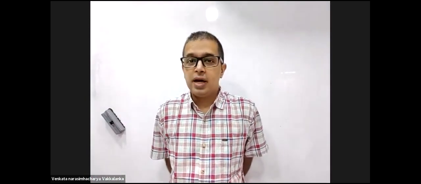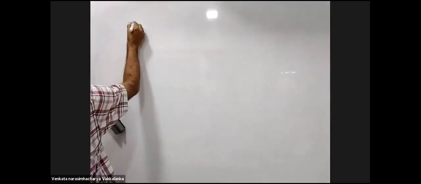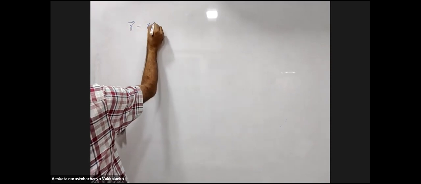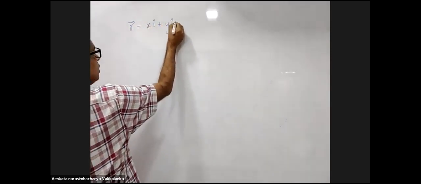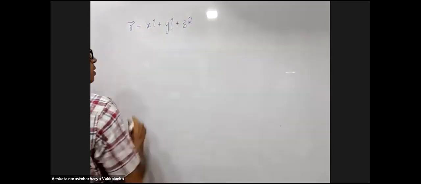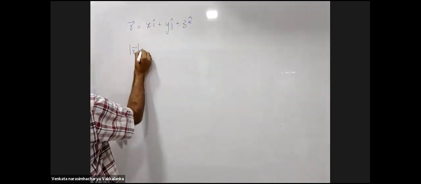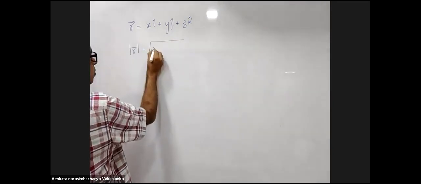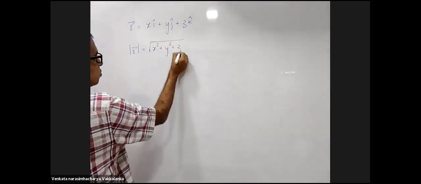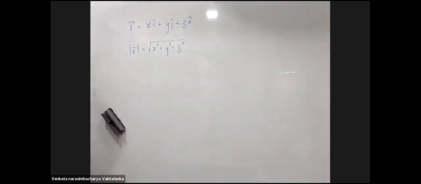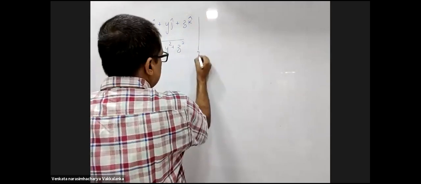Okay. Yesterday's class, we were dealing with how to represent a vector in terms of position coordinates: x i cap plus y j cap plus z k cap. Right? So one thing we have learned in yesterday's class is how do I write a vector r? You call it x i cap plus y j cap plus z k cap. One very important thing about the magnitude of the vector will be root over of x square plus y square plus z square. As simple as that. Why?